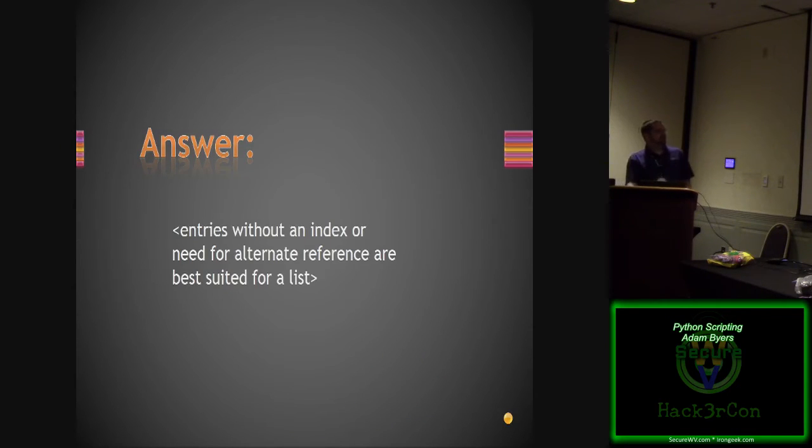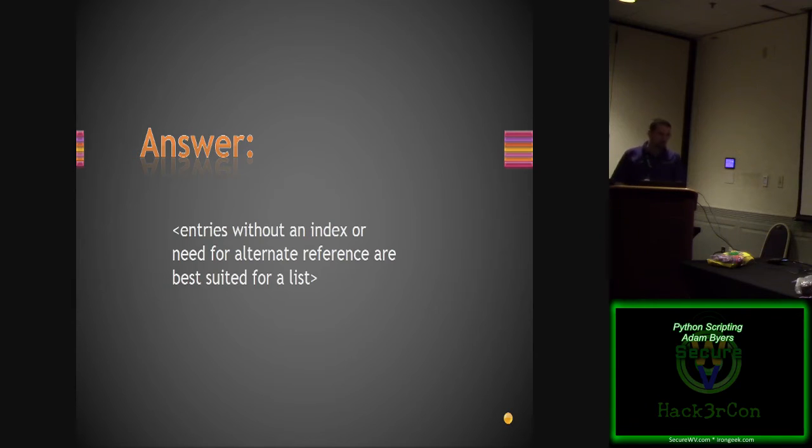So entries without an index or need for alternate reference are best suited for a list. Basically anything that you don't need to reference.